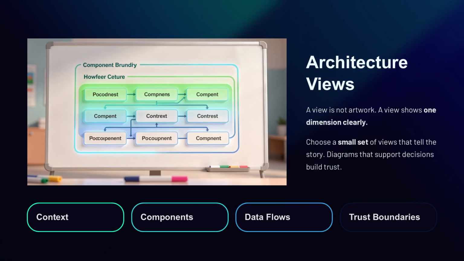With core sections established, you now handle architecture views in a way that improves clarity. A view is not a diagram for its own sake. A view is a way to show one dimension clearly, such as context, components, data flows, trust boundaries, integration pathways, or operational responsibilities. You choose a small set of views that tell the story without overwhelming the reader. When diagrams exist to support decisions, they increase trust. When they exist to decorate, they waste time.